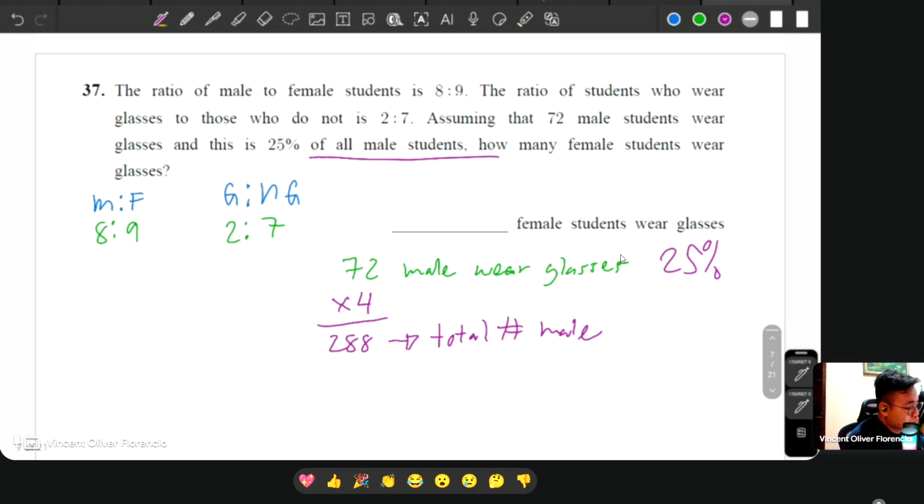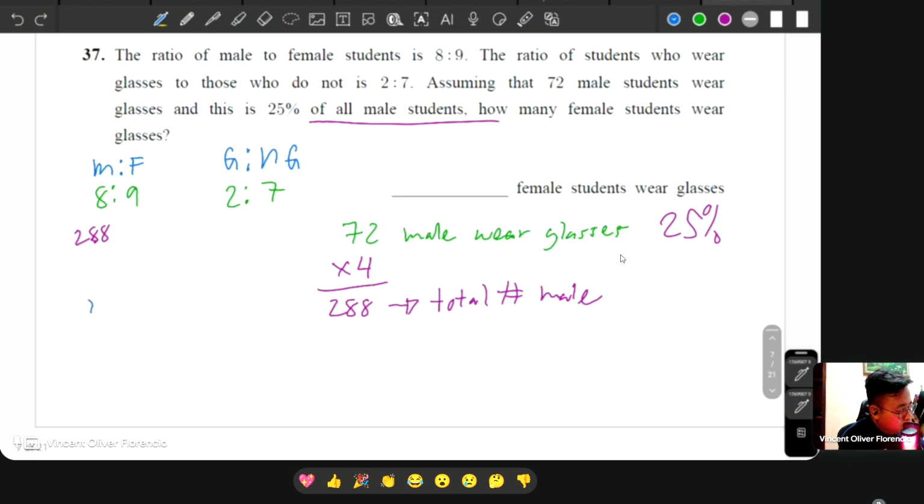Okay, that will leave us that the total male is 288. Now, that 288 is equivalent to 8 portions. So what do we do is, let's try dividing 288 by 8. So 288, let's divide it by 8. So 8 is going to be 3, 24. For 8, it's going to be 3.